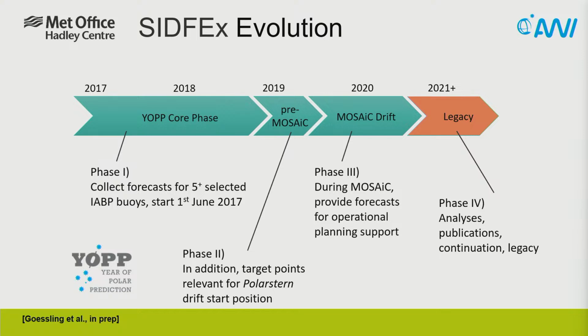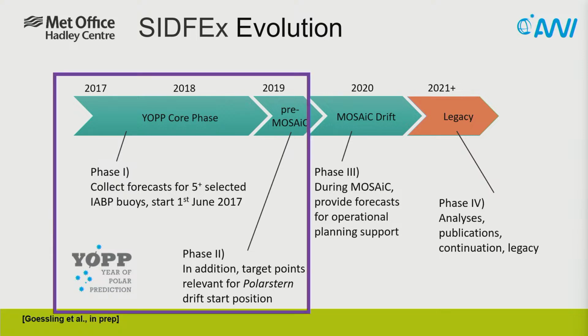So we had this preparatory phase where we're developing functionality and just working out whether it was good enough. I'm going to talk a bit about that now, and then I'll move on to talk a bit about the MOSAiC drift and how we supported that, and then some of the scientific legacy.